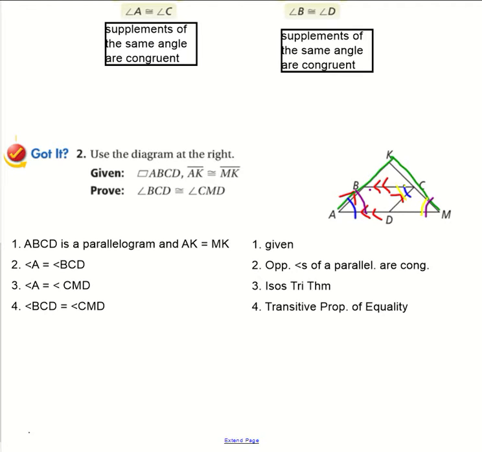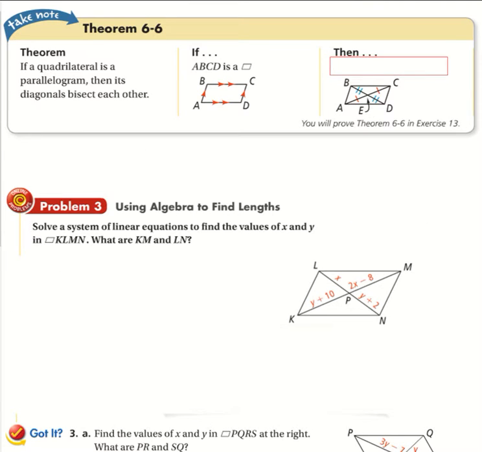There you have it. Alright, so theorem 6.6 says if a quadrilateral is a parallelogram, then its diagonals bisect each other. So, if ABCD is a parallelogram, then AE is congruent to CE. Remember, if it bisects, it divides it in half. And BE is congruent to DE.